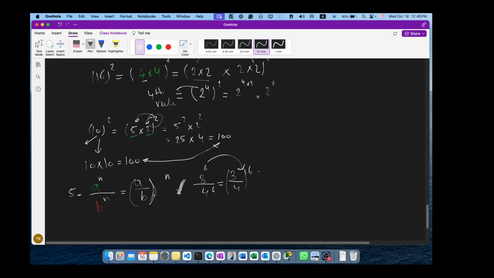And if I have 3 over 2, all of them to the power 3, I can write it as 3 power 3 over 2 power 3, and that will help me in simplifying. And that's it.